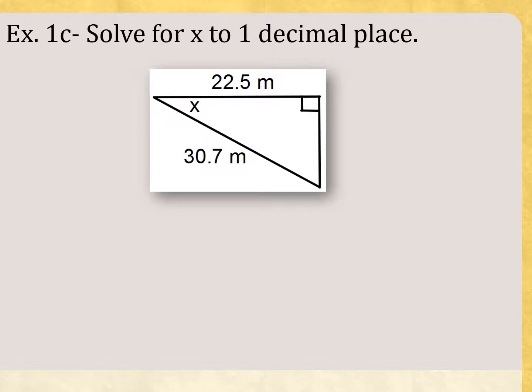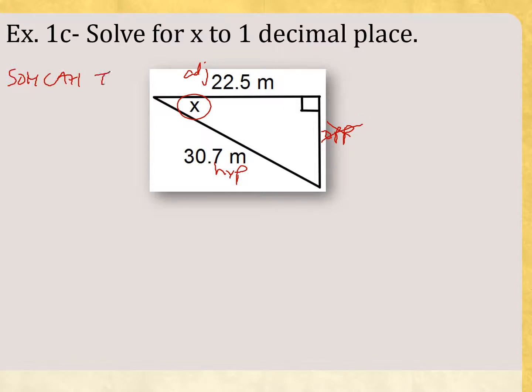Our example 1c, solve for x to 1 decimal place. This time we're looking for an angle. So circle your reference angle. This is hypotenuse. This is adjacent. This is opposite. Which one gives you nothing? Opposite, so get rid of it. Visual clutter.